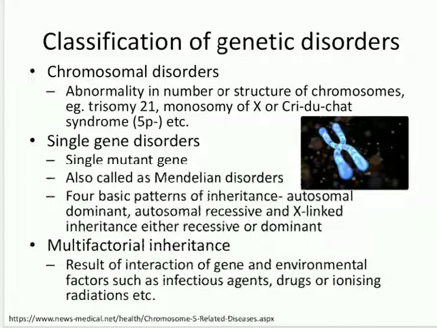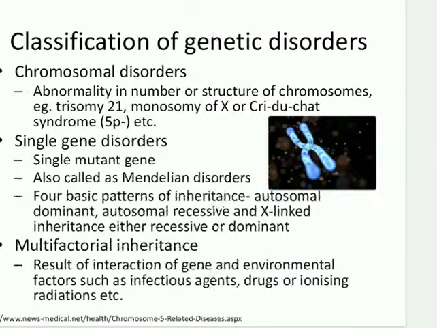Single gene disorders are due to a single mutant gene. They are also called Mendelian disorders, and four basic patterns of inheritance are there: autosomal dominant, autosomal recessive, and sex-linked inheritance, which can be dominant or recessive. And multifactorial inheritance is a result of interaction of both genetic and non-genetic factors. Non-genetic factors can be environmental factors like infectious agents, drugs, or ionizing radiation.